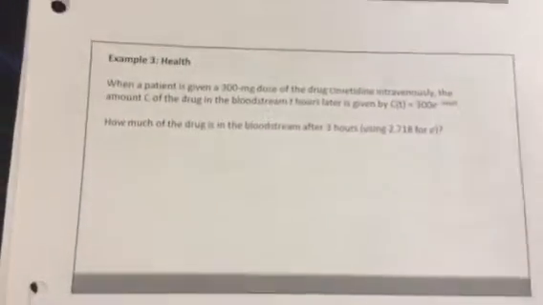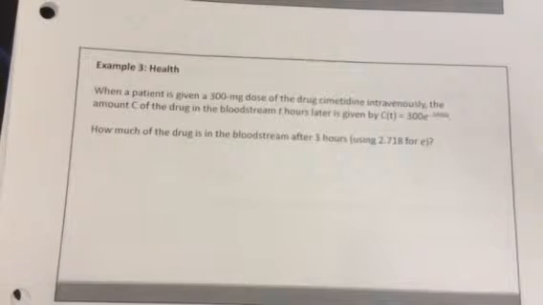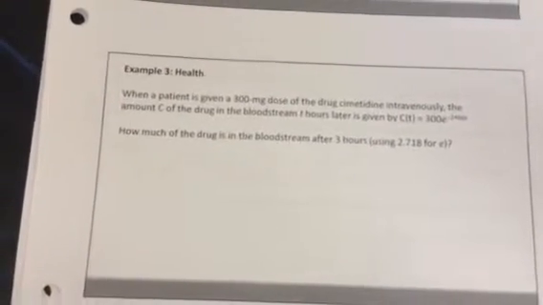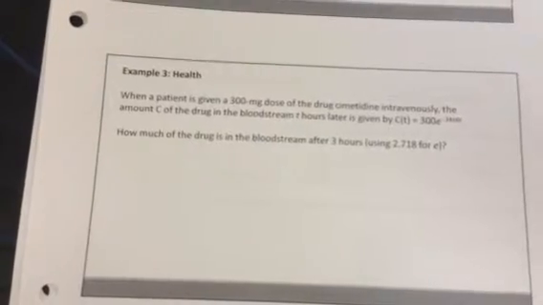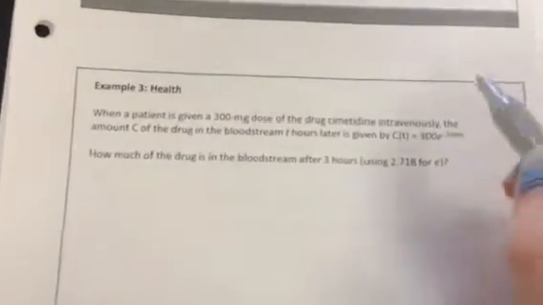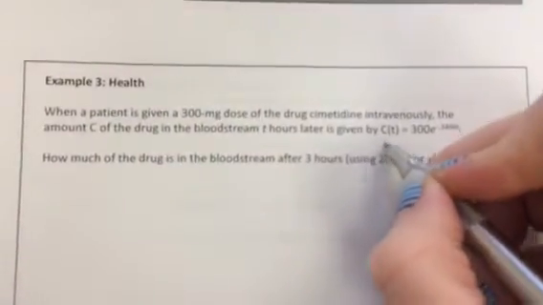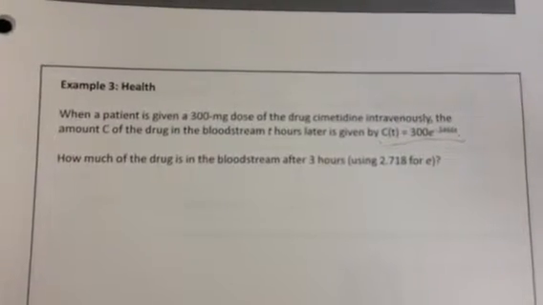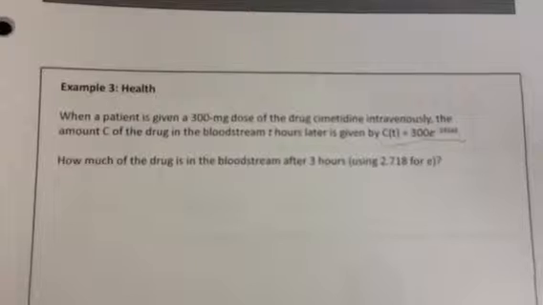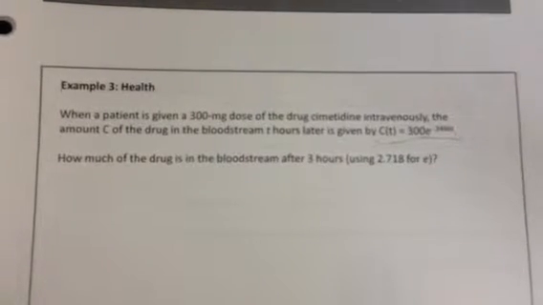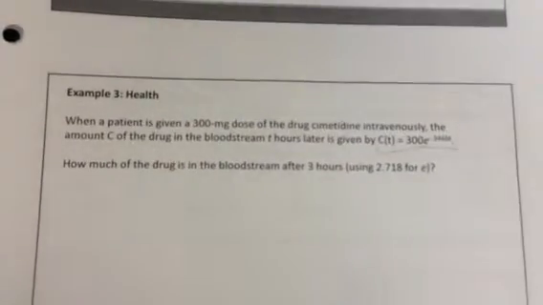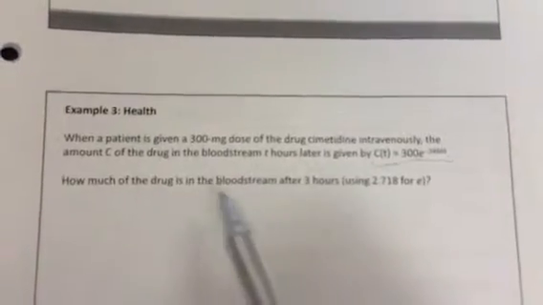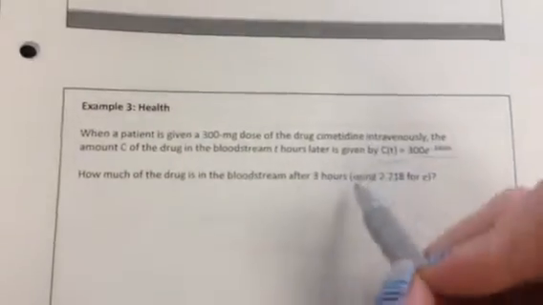So for example, here we've got: when a patient is given a 300 milligram dose of some drug intravenously, the amount C of the drug in the bloodstream T hours later is given by this function right here. C of T equals 300 times e to the negative 0.3466 t. Okay, it looks complicated, but really it's just a matter of order of operations. You've got a calculator, it's not really a big deal.